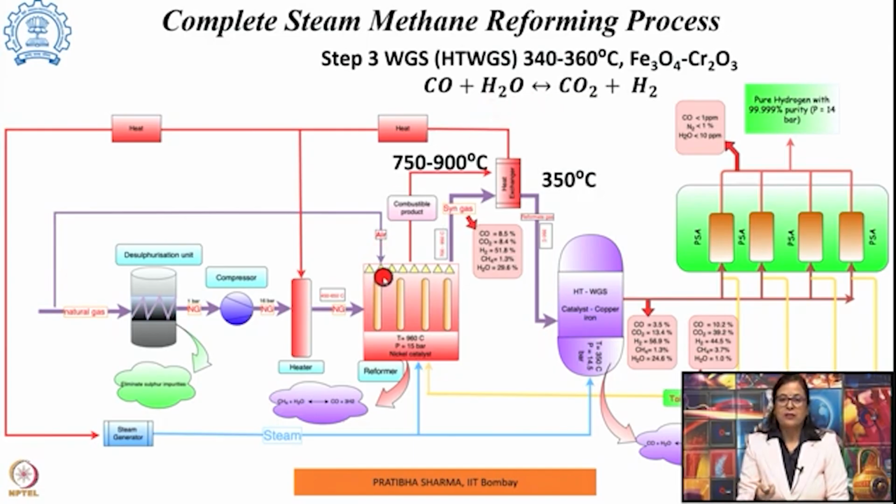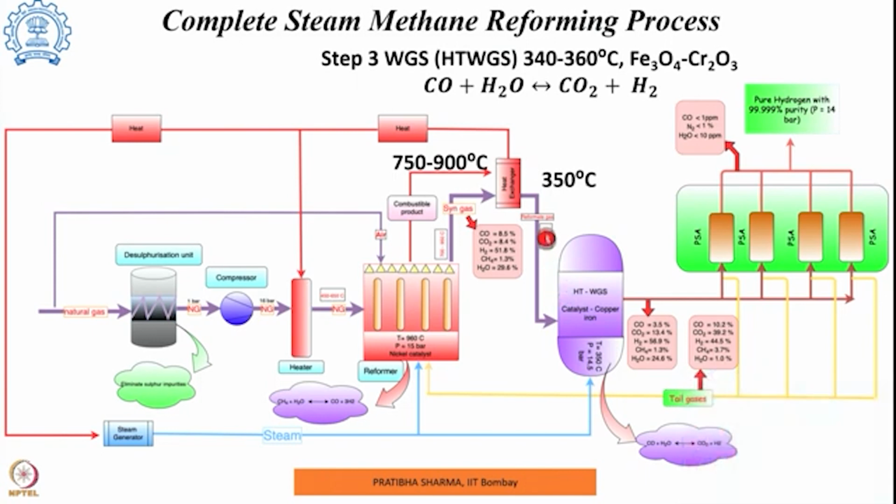However, the syngas obtained from the steam methane reformer is at a temperature of around 750 to 900 degrees centigrade, and the required temperature for the water gas shift reaction is approximately 350 degrees centigrade. It has to be cooled down from 750 to 900 to 350 degrees centigrade, and again that much heat is removed and can be utilized for steam generation.